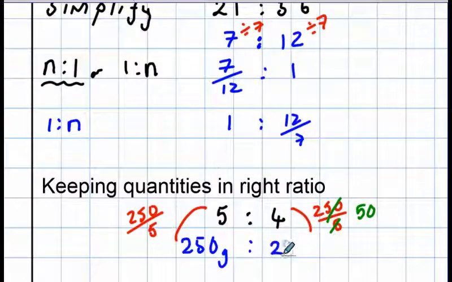Okay, so that was a relatively straightforward one. You may get horribler numbers, but the principle's the same. The multiplier is the new number divided by the old number, okay? And you have to do the same to both sides, okay?